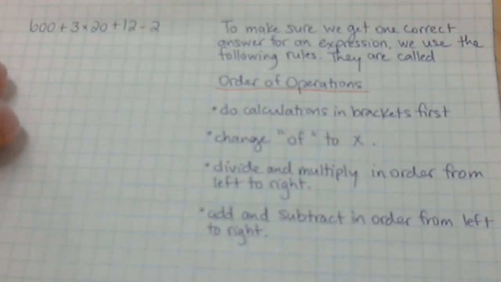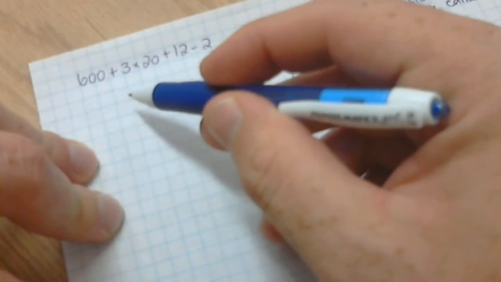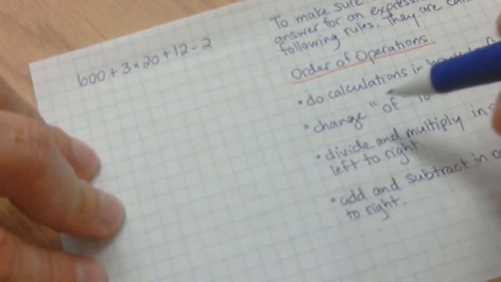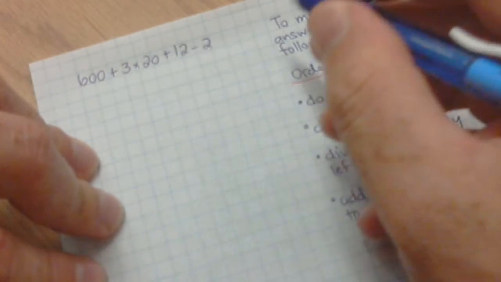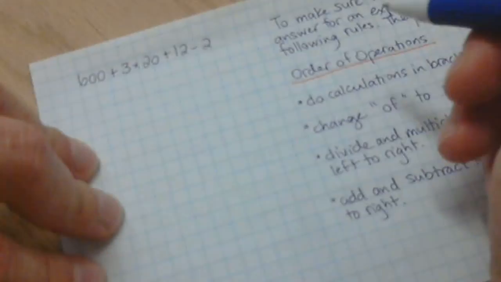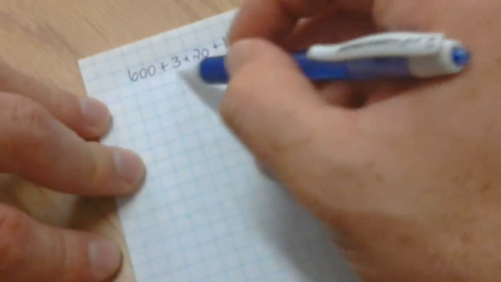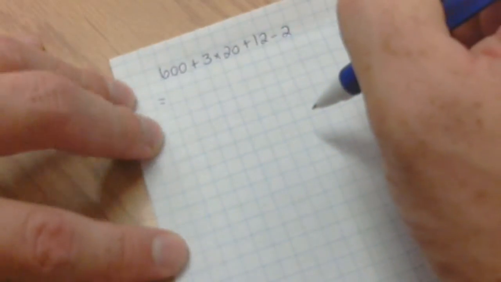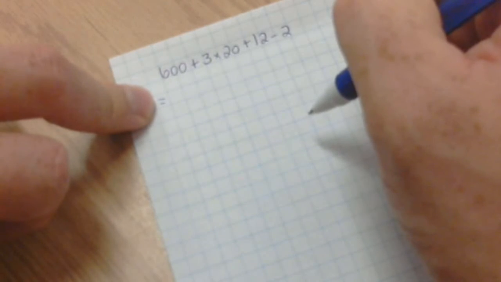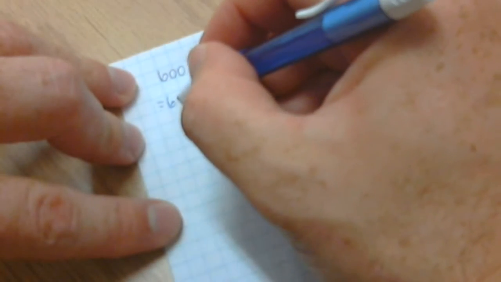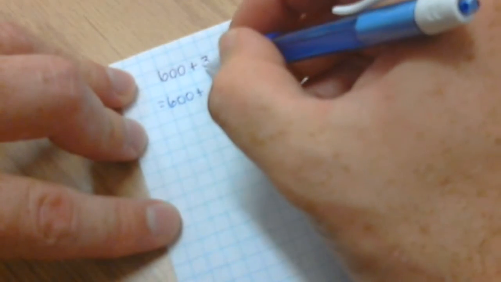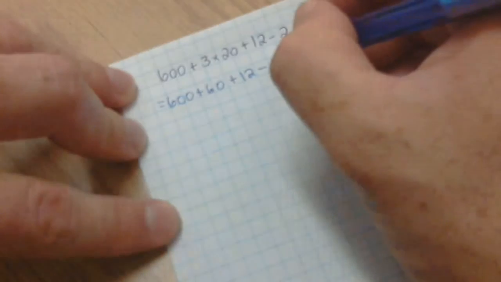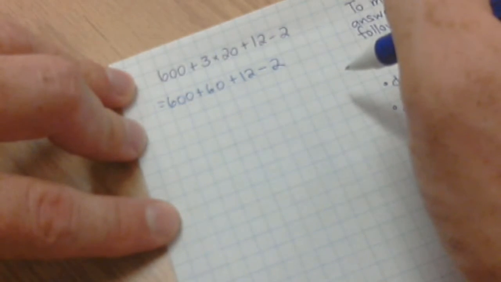So if we use those rules, we see this question, 600 plus 3 times 20 plus 12 minus 2. There aren't any brackets, but there is a multiplication, which means that we have to do that first. So we do 3 times 20 before we do anything else. And the way we do this is I put an equal sign underneath my original question that I've written out, and 600 stays the same, the plus sign stays the same, 3 times 20 is 60, and then plus 12 minus 2.